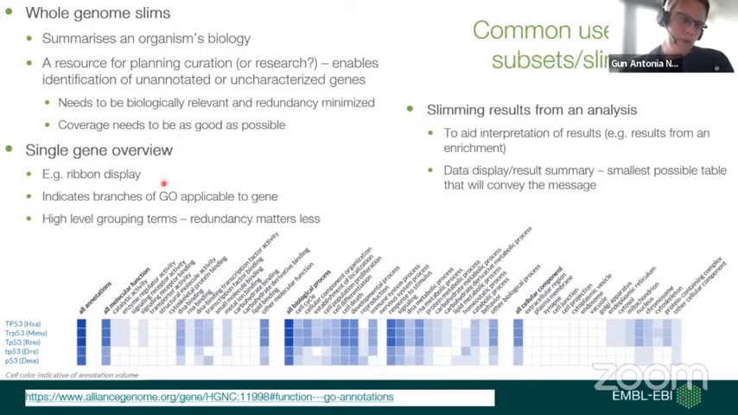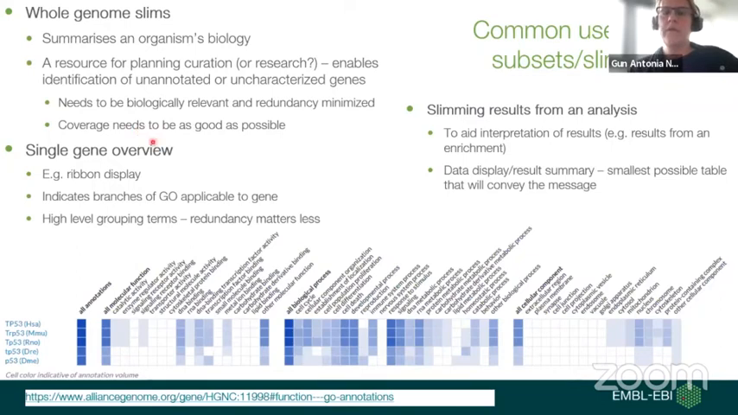Another way of using slims is to provide a single gene overview, for example in a ribbon display. This is an example from the Alliance website. In the new UniProt website, we're also going to show ribbon displays. Here, this is for TP53 and all the different GO slim categories that it's been annotated to. The cell color indicates annotation volume to that category. It doesn't really matter if these are overlapping in a way. They give you an indication as to what branches of GO are applicable to a gene.